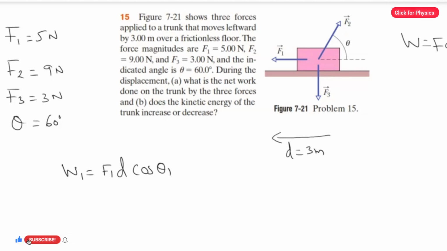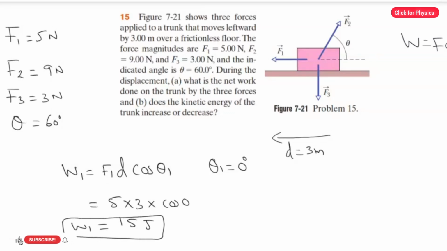Okay, so let's find the angle for theta 1. So theta 1 is very important. You can see the first force. The first force is acting in the leftward direction. By this trunk is moving in the leftward direction. That means the displacement direction as well as the first force applied direction is also in the same direction. Therefore the theta 1 which is equal to 0 degree. Clear? Now I have to substitute the value. F1 value is 5 Newton multiplied by the displacement is 3 meter multiplied by cosine of 0 which is equal to 1. So by that we got the answer here as 15 joules. So which is W1.